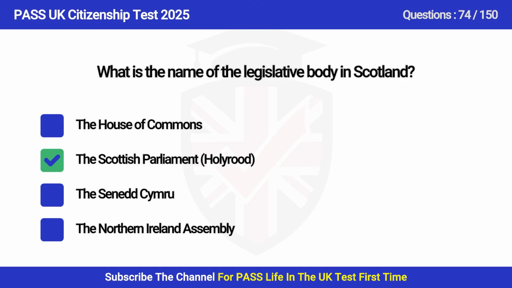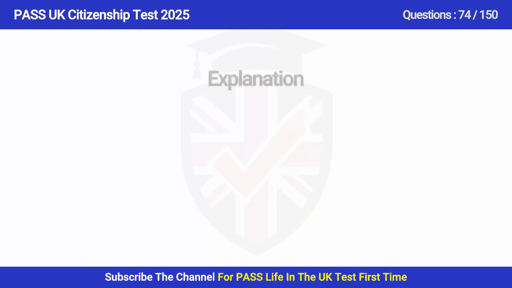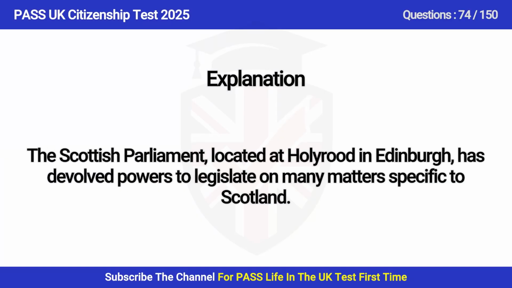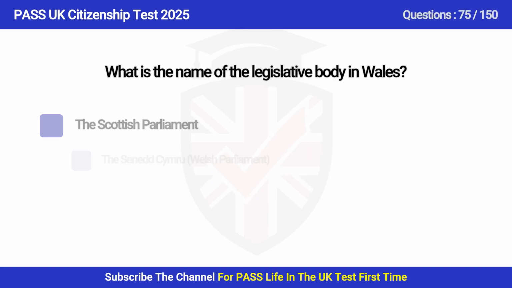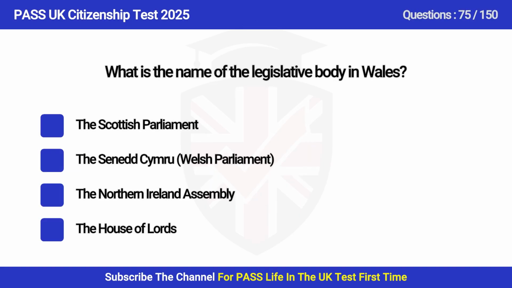Answer is B. The Scottish Parliament, Holyrood. The Scottish Parliament, at Holyrood in Edinburgh, has devolved powers to legislate on many matters specific to Scotland. Question 75. What is the name of the legislative body in Wales?